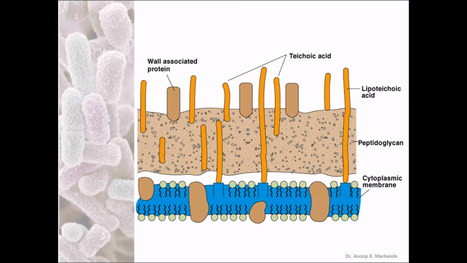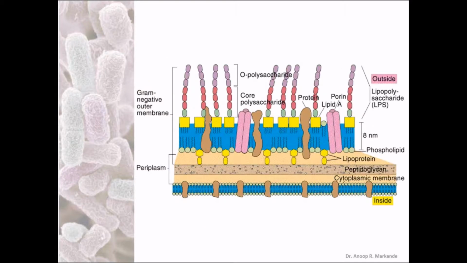As discussed just now, the bacterial cell wall in gram-positive is made up of a cell membrane or a cytoplasmic membrane containing a peptidoglycan layer with lipoteichoic and teichoic acids in between the peptidoglycan layer. This also contains wall-associated proteins, while gram-negative bacteria have an extra outer membrane.